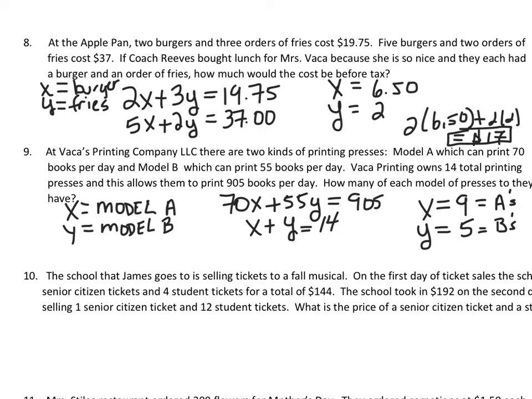So what I've done is I've set up the 70 books per day, so 70 times X with Model A and 55 times Y for Model B, which equals a total of 905 books. And then I did X plus Y, the total number of machines. So machine A plus machine B equals 14 total machines. So now what I'm going to do is determine how many of each kind of machine we had. So we pop this in the calculator and we get that X equals 9 and Y equals 5. So there are 9 Model A machines and 5 Model B machines.